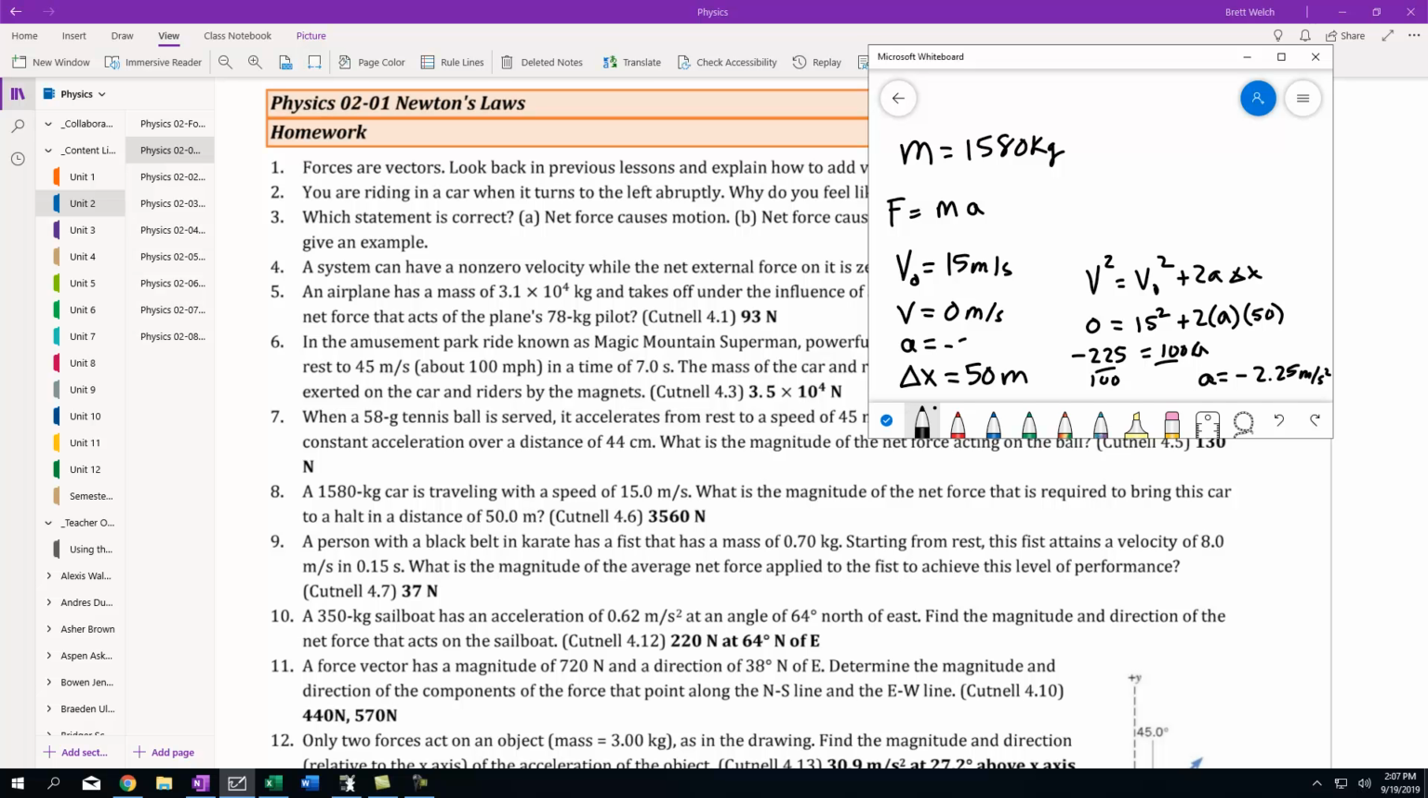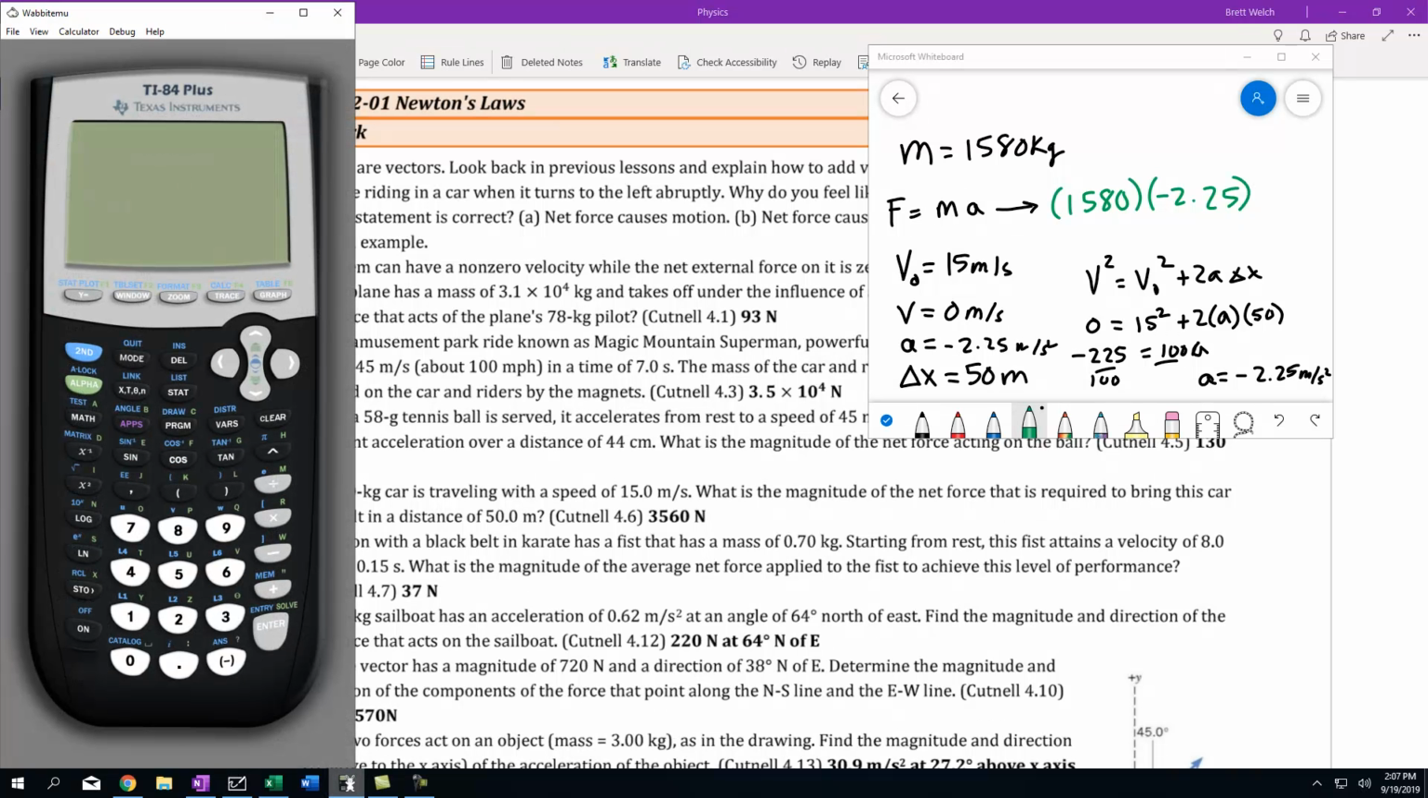Now that we know that's a negative 2.25 meters per second squared, we can calculate F equals ma using our mass, 1580, times our acceleration of negative 2.25. So grab my calculator. I think I find it. There it is. Turn it on. We've got our 1580 times a negative 2.25, and we get a negative 3555.